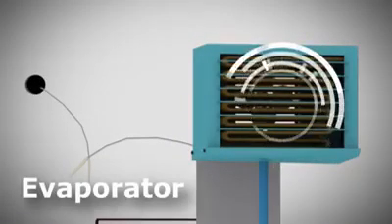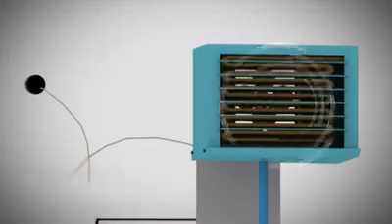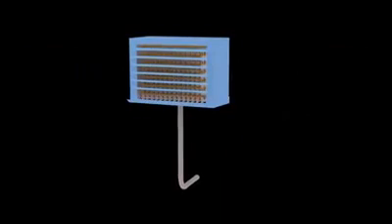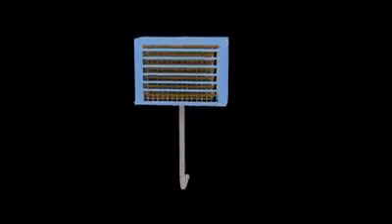Evaporator. The evaporator is used to exchange heat between the refrigerant and the air inside the refrigerator. Since the temperature of the refrigerant is lower than the air in the space, the refrigerant will receive the latent heat. The latent heat received will make the refrigerant boil and evaporate, while the air inside the refrigerator will become cooler.